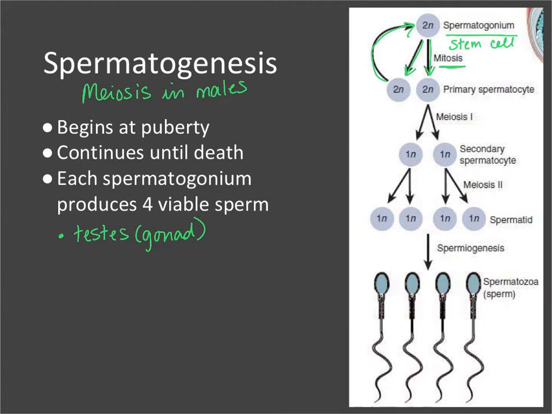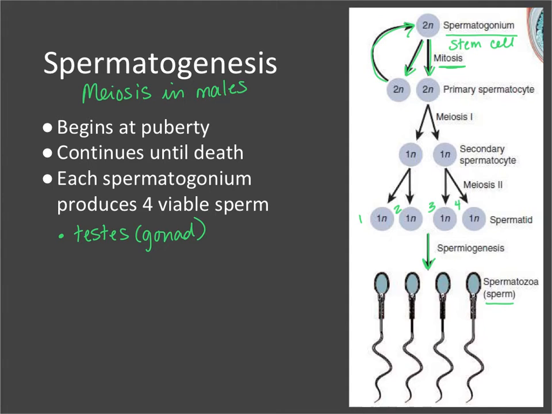The cell that goes through meiosis, you'll see that we end up with those 4 daughter cells. And those 4 daughter cells are going to further develop into the spermatozoa, which we more commonly just refer to as sperm. Now this process starts at puberty and it continues until pretty much the day the man dies. Now, sperm production does typically decrease with age, but technically a man can father a child up until the day he dies. Because his body just keeps producing sperm.